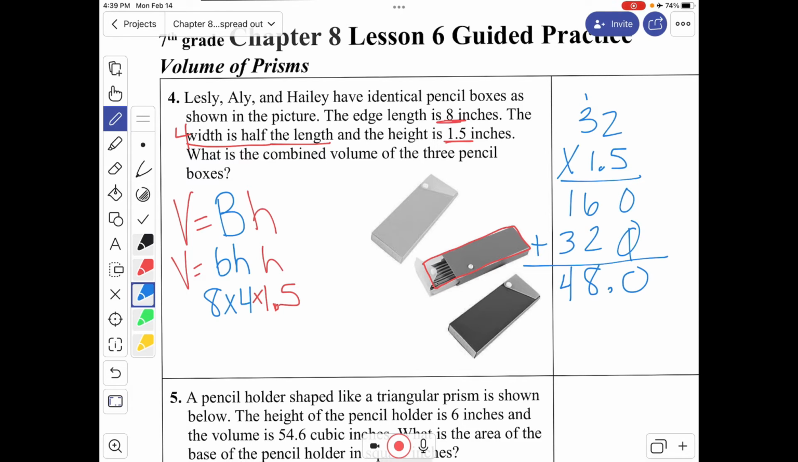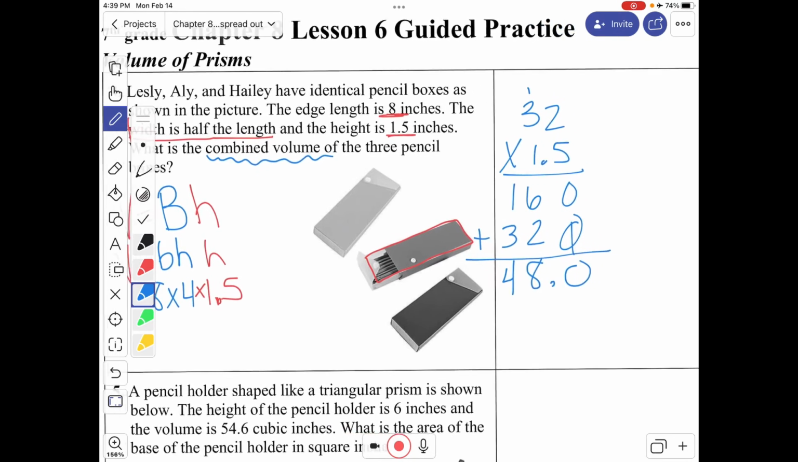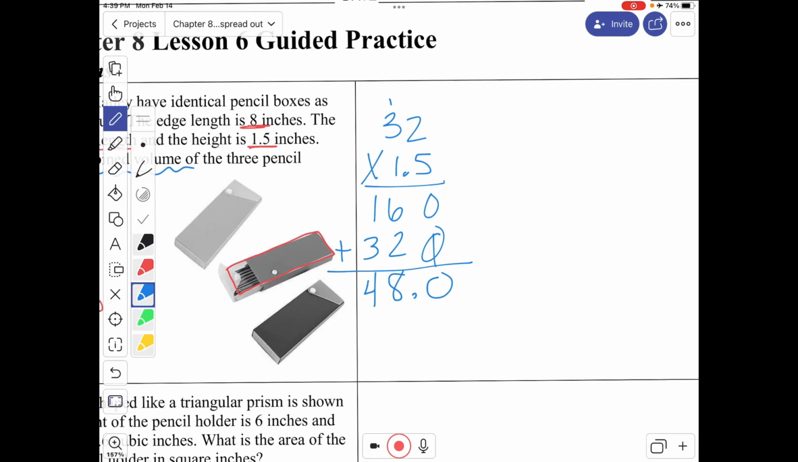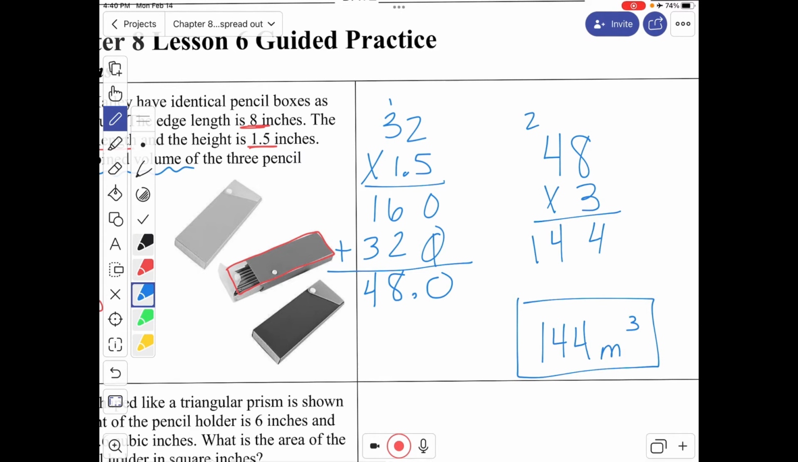So the volume of one pencil box is 48. However, it says the combined volume. So we need to multiply that times 3 to find out what it is for the combined volume. 144, and that's meters cubed.